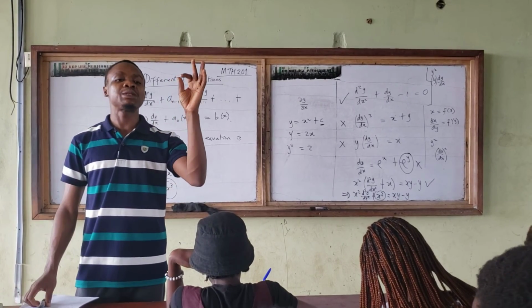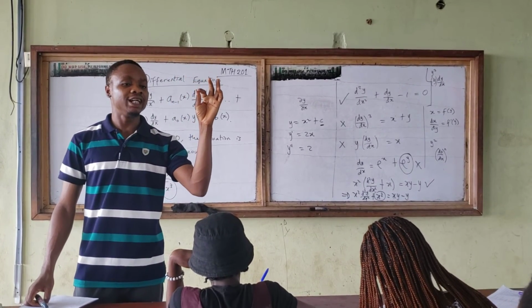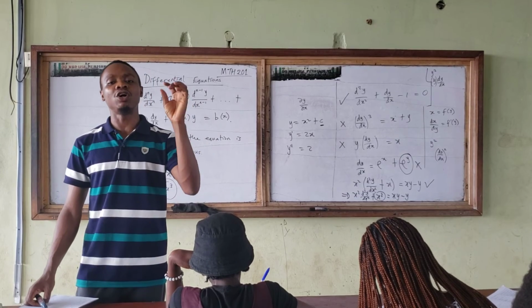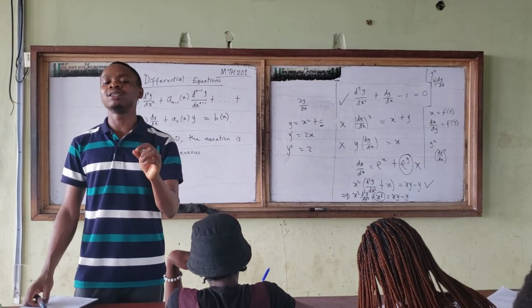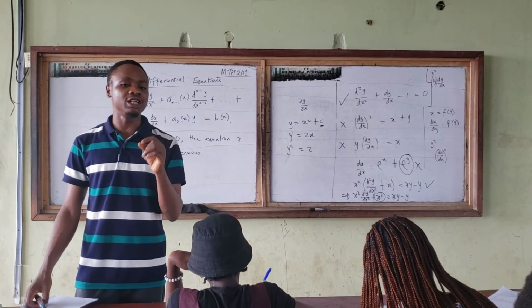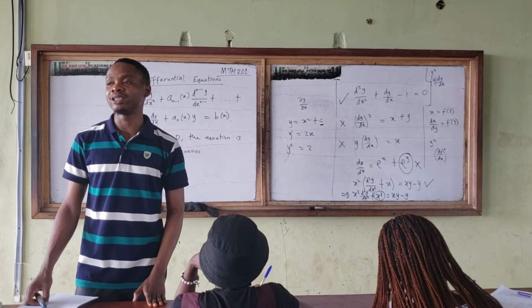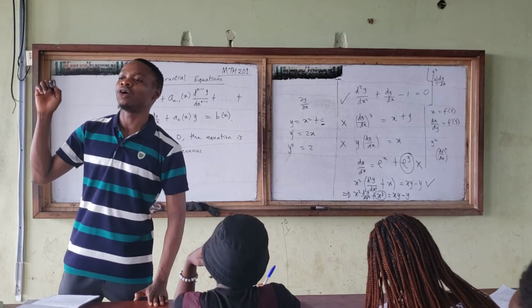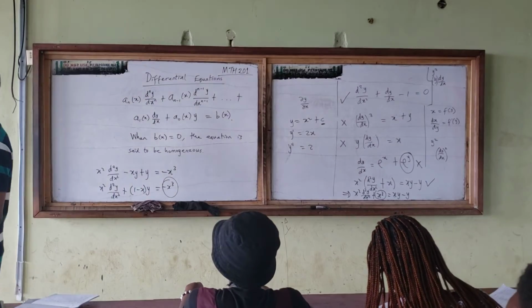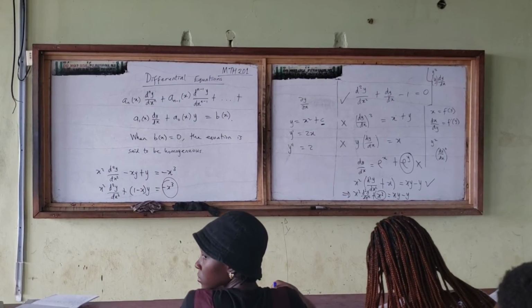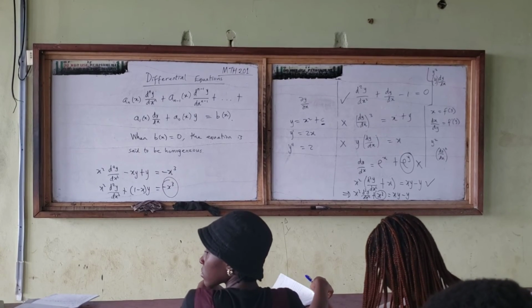So look at something now. That's the highest power of the derivative. No, not the highest power. The highest order derivative is what determines the order of the differential equation. Do you understand what I just said now? Did you get what I just said? Okay, the highest order derivative that is in the differential equation. That's what we mean by the order of the differential equation.